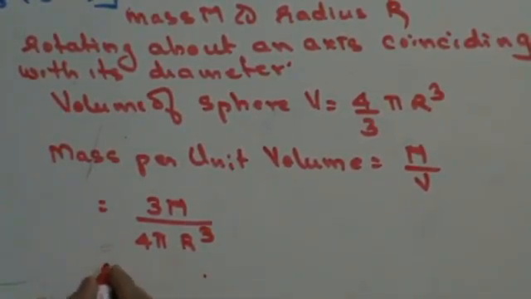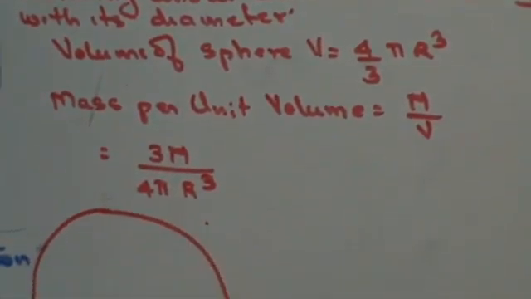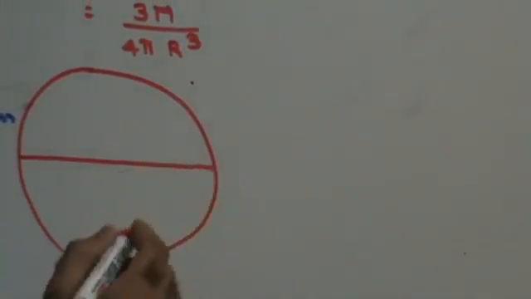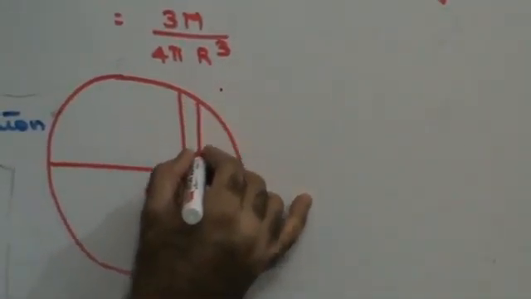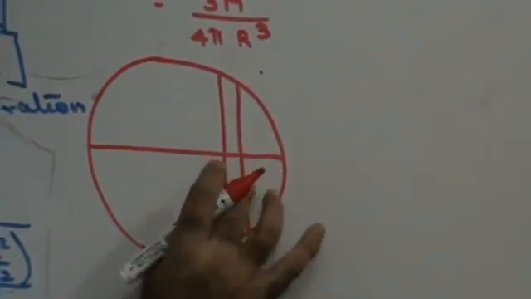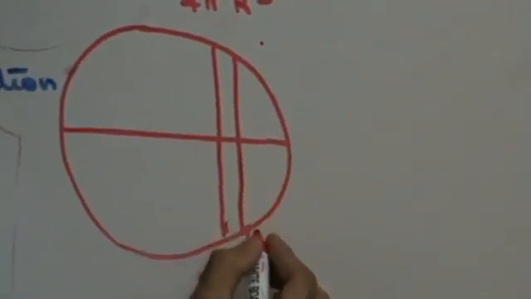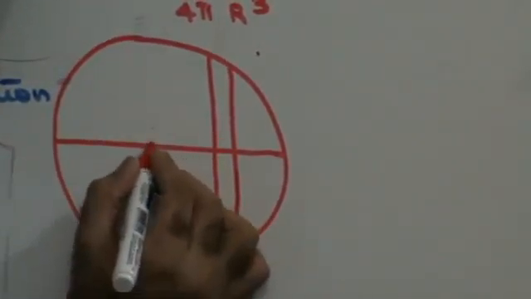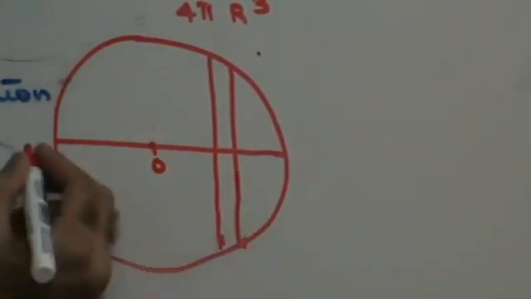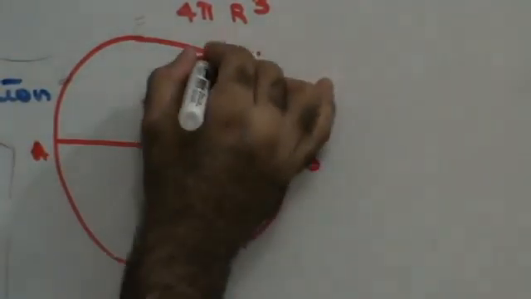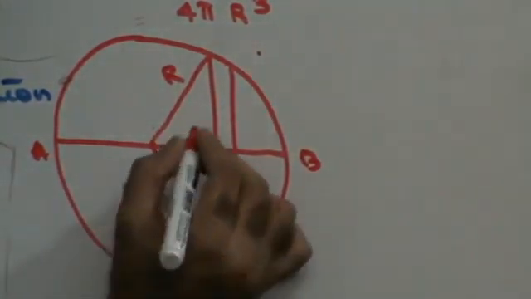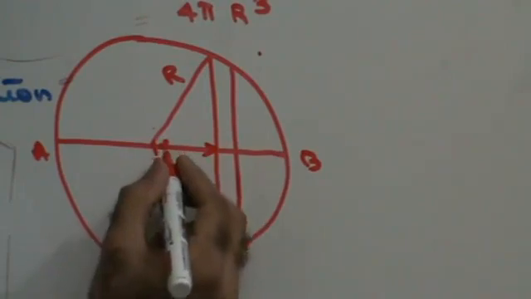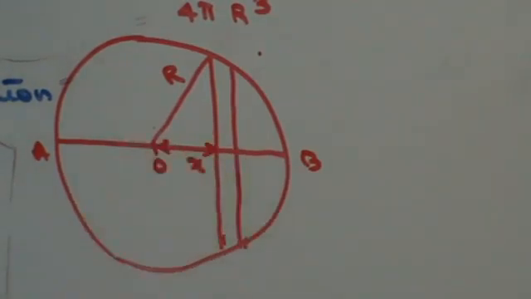I have a solid sphere, right? This is the diameter, right? Let us take a thin slice of this solid sphere. Okay, let's assume that O is the center, AB is the diameter, this is my radius. Let's consider a thin slice of the sphere at a distance of x from the center, right?